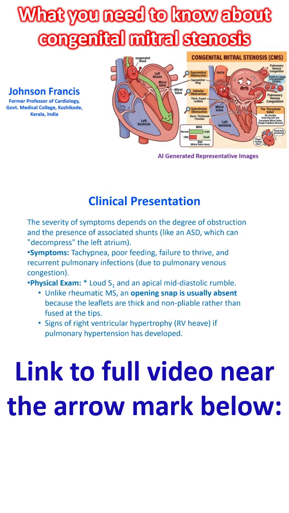Loud S1 and an apical mid-diastolic rumble can be heard. Unlike rheumatic mitral stenosis, an opening snap is usually absent because the leaflets are thick and non-pliable rather than fused at the tips. Signs of right ventricular hypertrophy, that is left parasternal heave or RV heave, if pulmonary hypertension has developed.